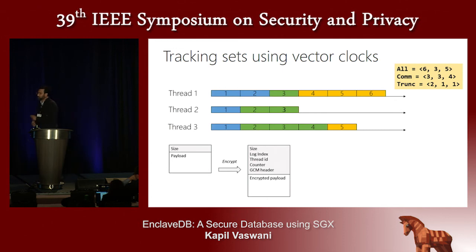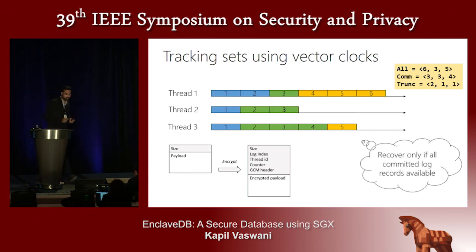Each of the log records is also encrypted and timestamped with these counters, stamped with these counter values. So each log record is unique because it identifies the thread that initiated the log IO and the counter value. And during recovery, we ensure that we can recover only if at least all the committed log records are available.